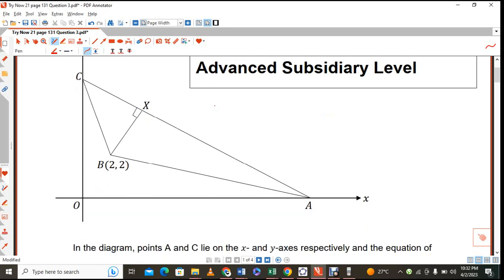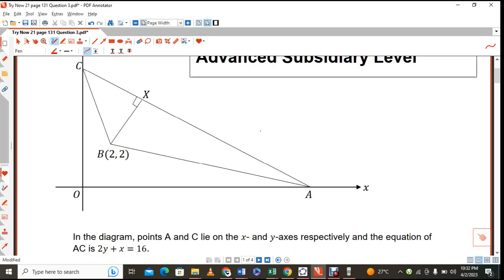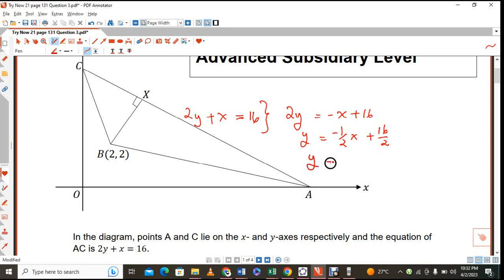So they say in the diagram, points A and C lie on the x and y axis respectively, and the equation of AC is 2y plus x equals 16. Well, maybe you can also rewrite it as 2y equals minus x plus 16. Therefore y equals negative 1/2 of x plus 16 divided by 2. That gives you y equals negative 1/2 of x plus 8.